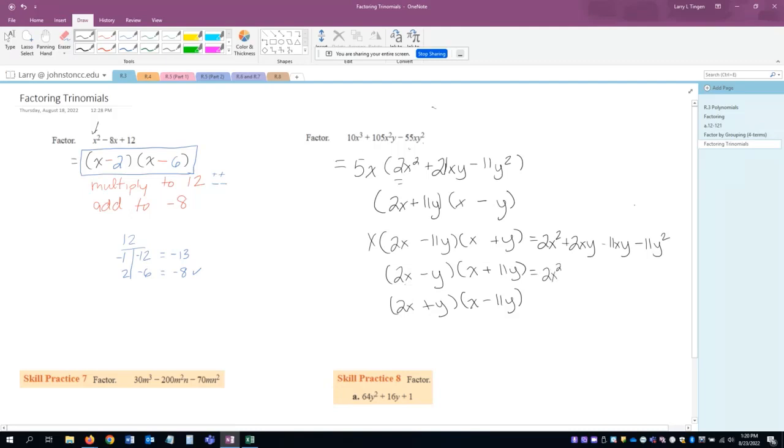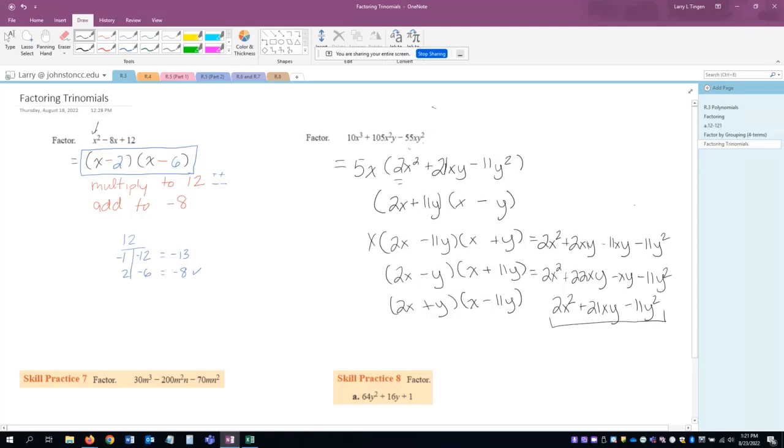2x times x, 2x squared. Outer, 2x times 11y is positive 22xy. Inner, negative y times x is minus xy, and then negative y times positive 11y is negative 11y squared. Combine the middle two, that's 22xy minus xy, which is going to give me 21xy minus 11y squared. There it is.